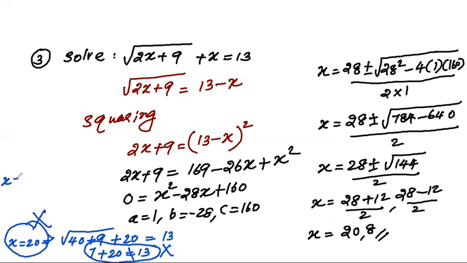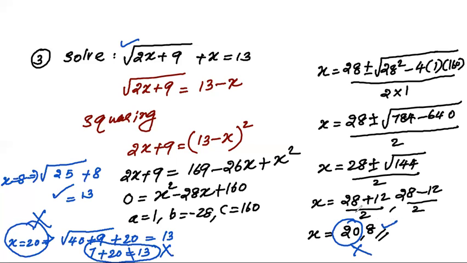If you substitute x is equal to 8, what happens? It will give you root of 2 into 8 is 16. 16 plus 9 is root of 25, plus x, that is 8, which is equal to 13. Yeah, that is perfectly correct, because root of 25 is 5, 5 plus 8 is 13, both sides are 13. So x is equal to 8 is satisfying this equation. So the value x is equal to 20 should be eliminated. So the value for this question is x is equal to 8.